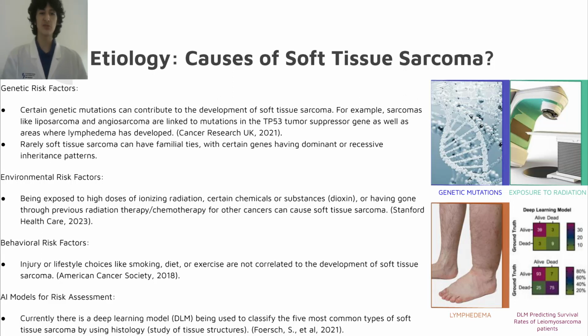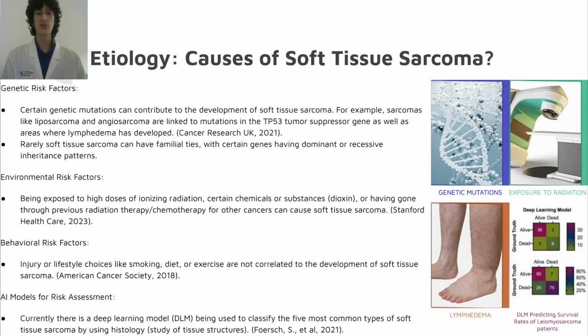Next, environmental risks, such as being exposed to high doses of ionizing radiation, certain chemicals or substances like dioxin, or having gone through previous radiation therapy or chemotherapy for other cancers can cause soft tissue sarcoma. Then, development of soft tissue sarcoma isn't known to be correlated to behavioral risk factors like injury or lifestyle choices like smoking, diet, or exercise.